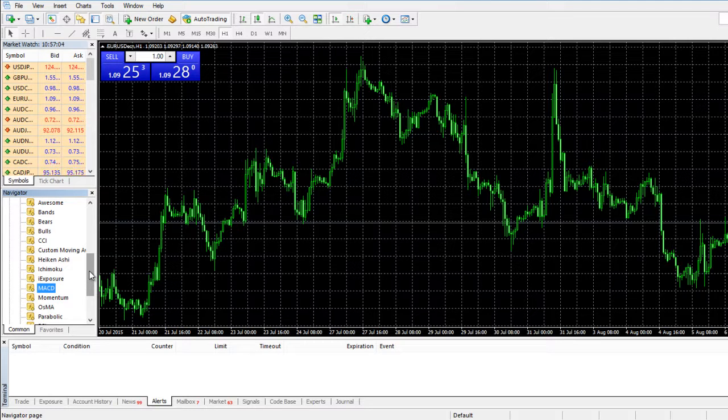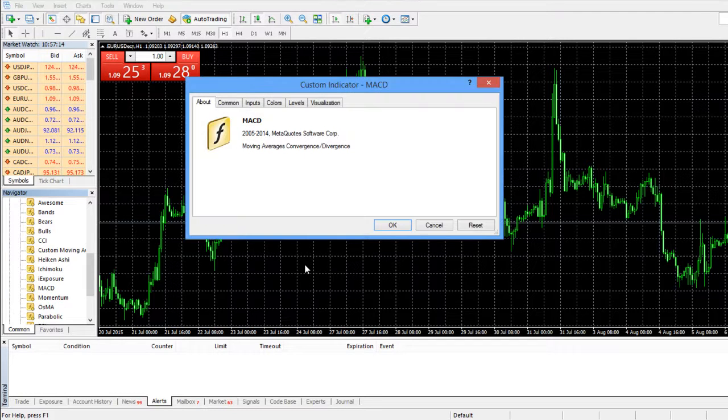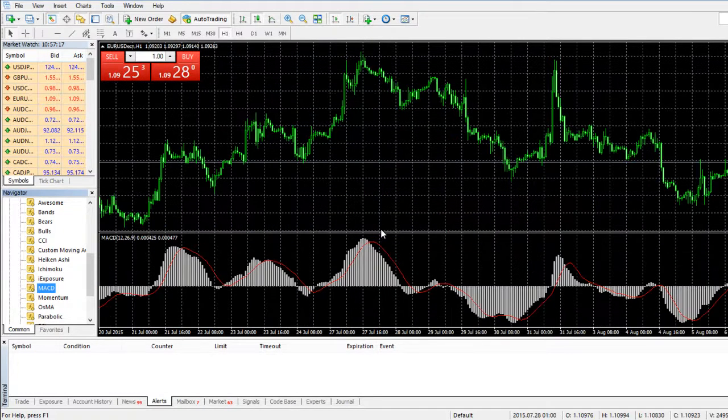Now, it's a standard indicator that comes with your MT4 platform. All you need to do is find it in your navigator panel and drag it to attach it to the price chart. Once you see this, it's simple enough actually.